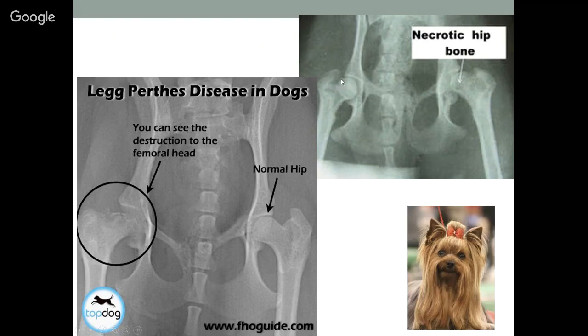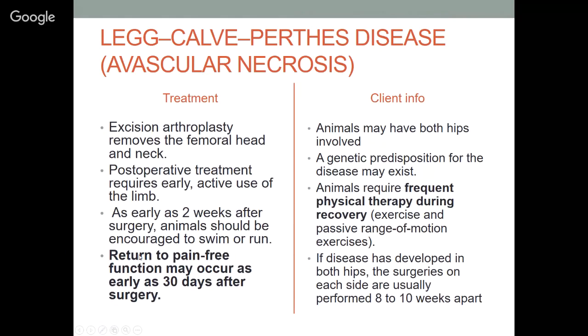So again, we have a normal hip here. On the other side, we see bone loss here. It's not as significant as this one. I've got a picture of this pretty little Yorkie because we see it in toy breeds. Treatment: we want to do an excision arthroplasty, which is basically an FHO, a femoral head osteectomy.